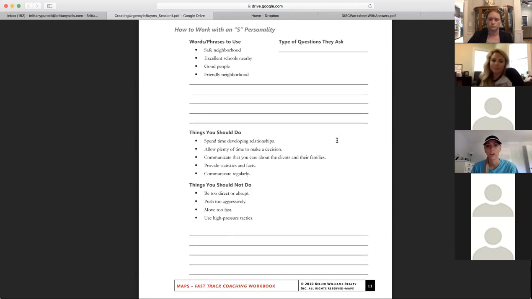Things you should do, they are still really impacted by strong relationships. So continue to develop that. Make sure that they know you care. You may have to tone it down a little bit from the I. Give them plenty of time to make a decision.